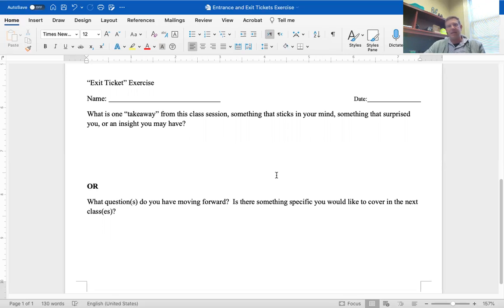And so at the end, they would turn these in. Again, you could do, if you so choose, a check minus or check plus system. And I always encourage students, if they want, to take a picture of these so they have them in their notes, but also take them back, and I'll just write a little note that's like, hey, thanks for your insight, or especially with the bottom questions, like what questions you have moving forward.